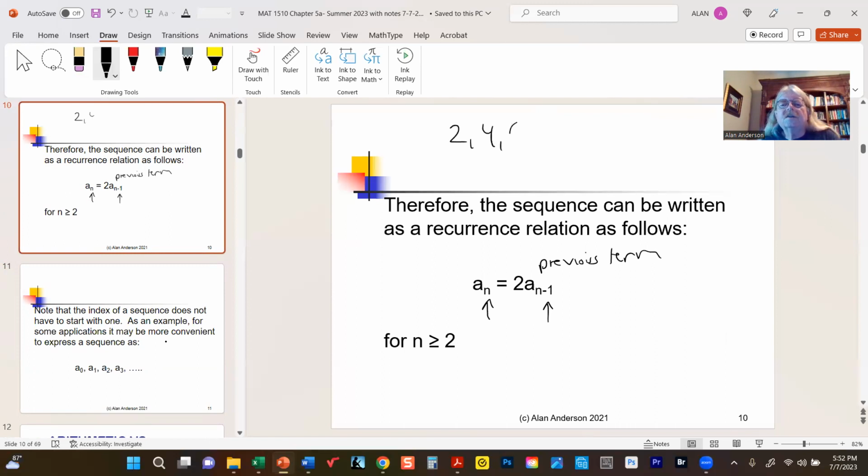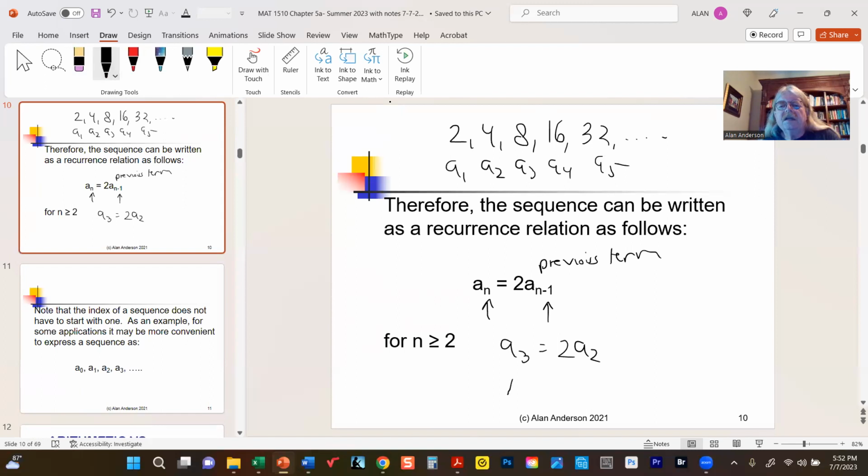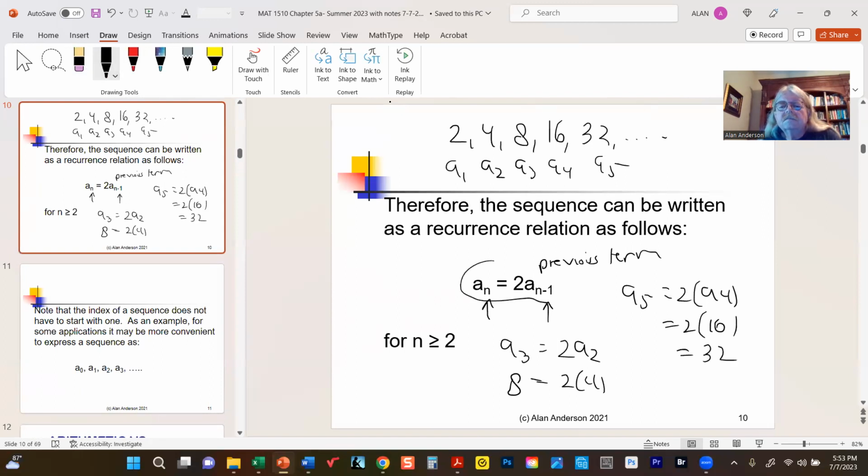So for 2, 4, 6, 8, what did I do? 2, 4, 8, 16, 32. This is A1, A2, A3, A4, A5. That means that, for example, A3 is 2 times A2. Okay, so in other words, 8 is simply 2 times 4. A5 would be 2 times A4. So we can call it a recurrence, or sometimes you hear it called a recursive relationship. It means the same thing. In other words, the terms are a specific function of the previous terms.